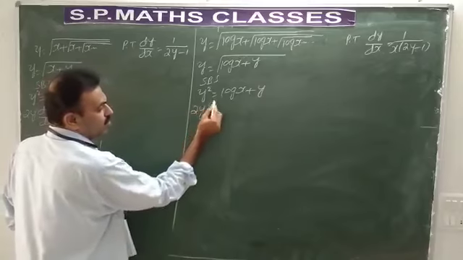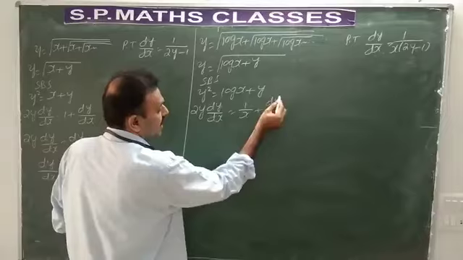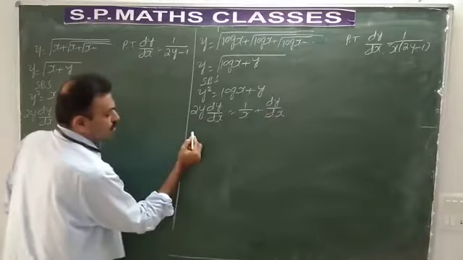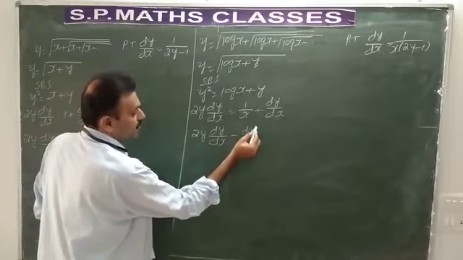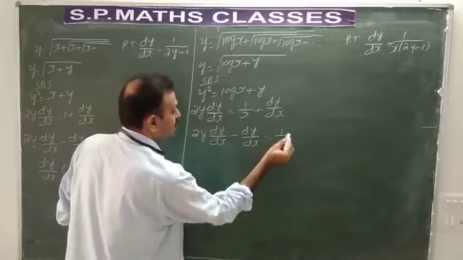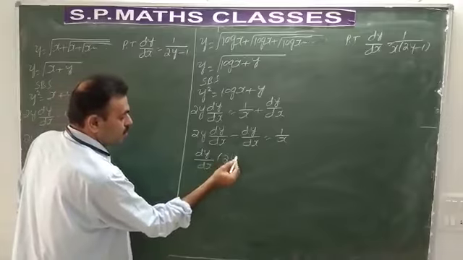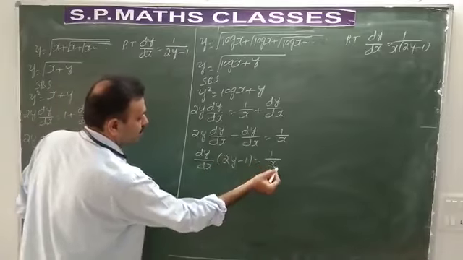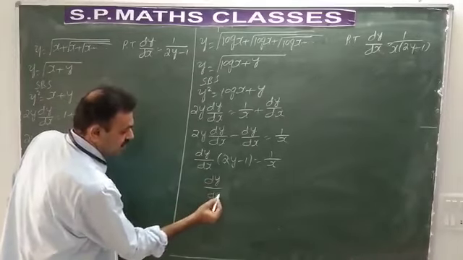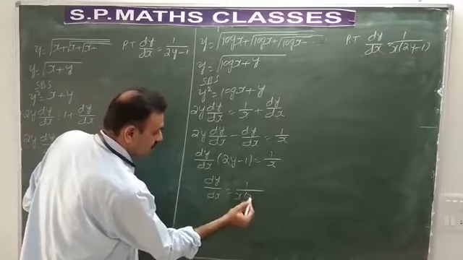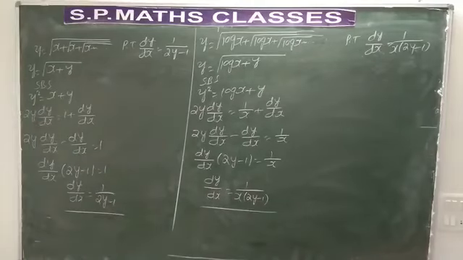Differentiate, the derivative of y squared is 2y. 2y into dy by dx is equal to 1 by x plus dy by dx. So 2y into dy by dx minus dy by dx is equal to 1 by x. Take dy by dx as common factor: dy by dx into 2y minus 1 is equal to 1 by x. What is dy by dx then? dy by dx is equal to 1 by x into 2y minus 1. That is the answer. Hope you have understood both the problems.